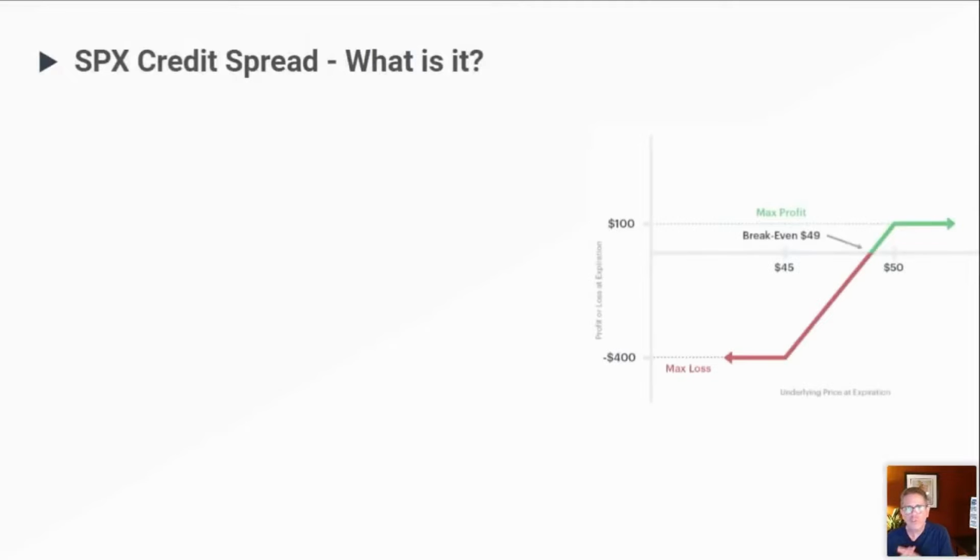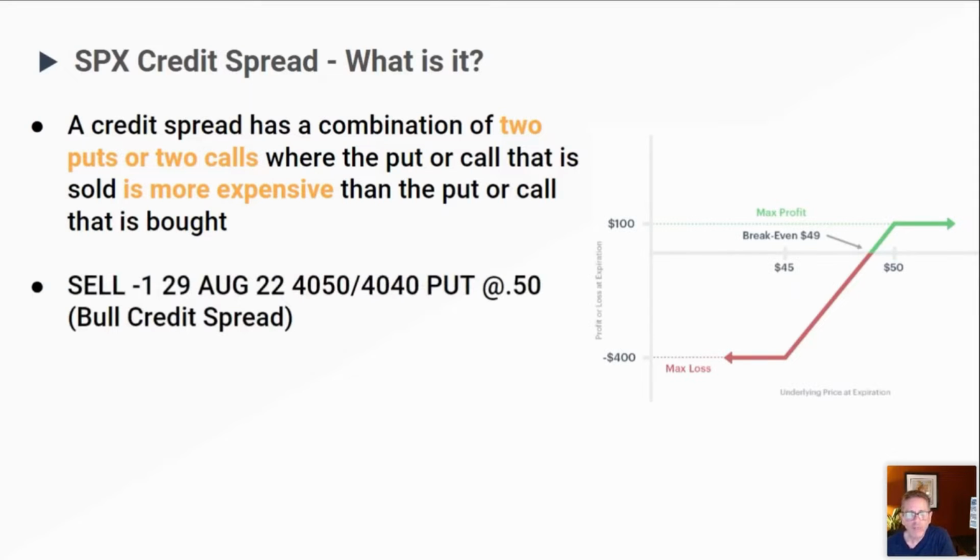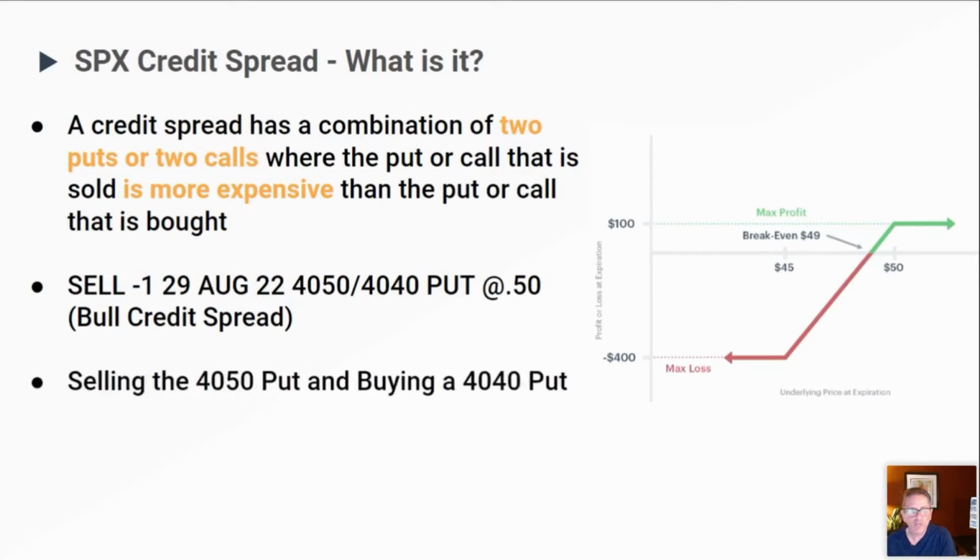All right. So first of all, let's talk about the SPX credit spread and what it is. A credit spread is a combination of two puts or two calls where the put or call that is sold is more expensive than the put or call that is bought. That's why you receive a credit when you place a trade. In this case, we're selling one contract, 29 August 22, selling the 40.50 and buying the 40.40 put. That gives you a credit of 50 cents times 100, which is $50. That's really the initiation of a credit spread.